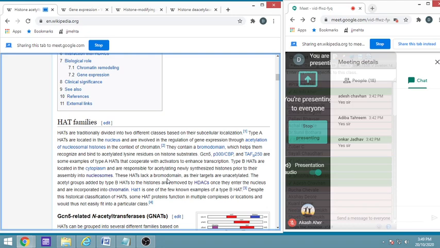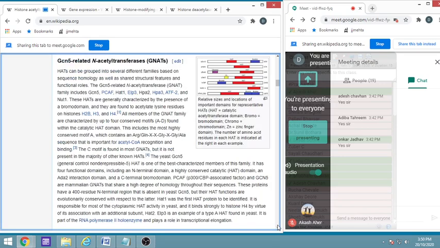These histone acetyltransferases lack a bromodomain because their targets are unacetylated. The acetyl groups added by the type B HATs are removed by the deacetylase enzymes, that is HDACs, histone deacetylases, once they enter the nucleus and are incorporated into chromatin. They function in multiple complexes. We shall see the functions in detail.